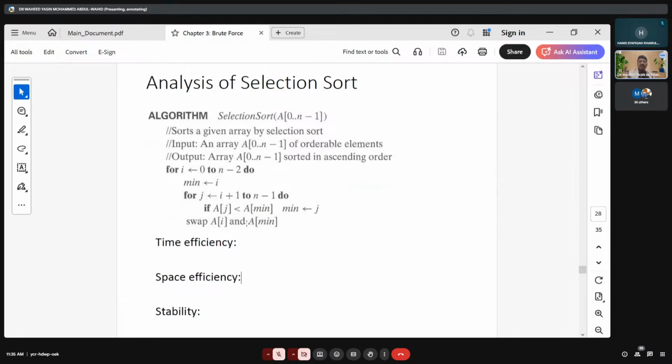A[i]. Here we want to ask: what is the time efficiency, space efficiency, and stability? Okay, we will do this one for selection sort. We will do this in our example for bubble sort, and we did this one for selection sort. So here selection sort swaps only if it is the minimum.